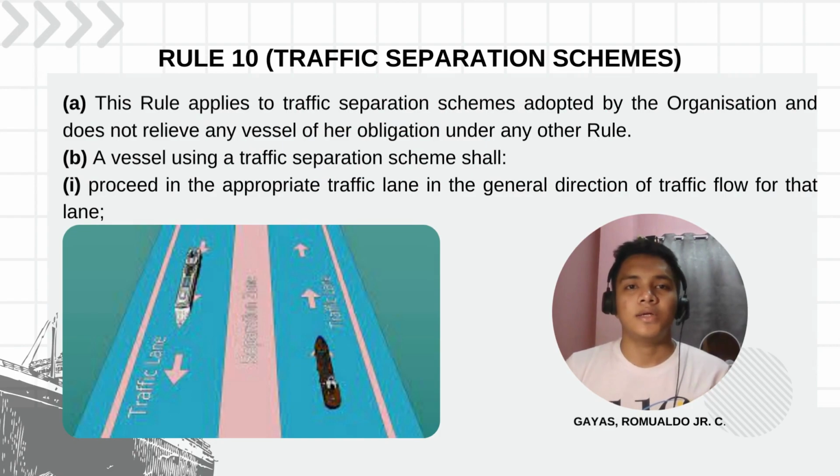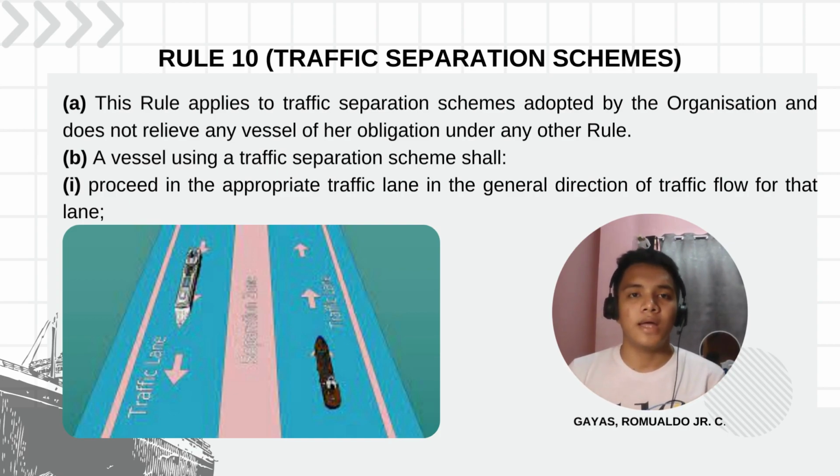Rule 10, traffic separation schemes. A. This rule applies to traffic separation schemes adopted by the Organization. It does not relieve any vessel of her obligation under any other rule. So this rule emphasizes that it specifically pertains to the traffic separation scheme established by maritime organizations. It doesn't exempt any vessel from complying with other navigation rules and regulations in place, making it clear that a vessel must adhere to all relevant rules simultaneously without exception.